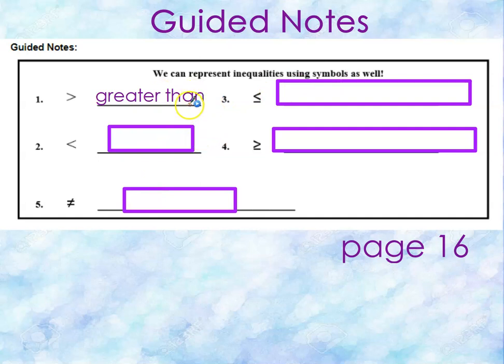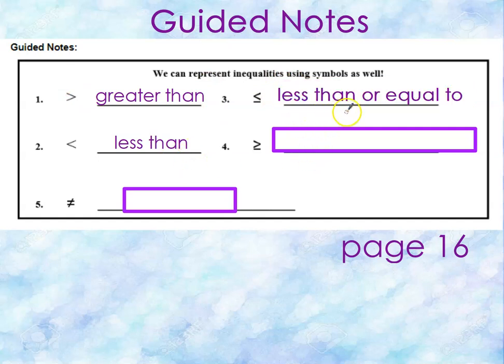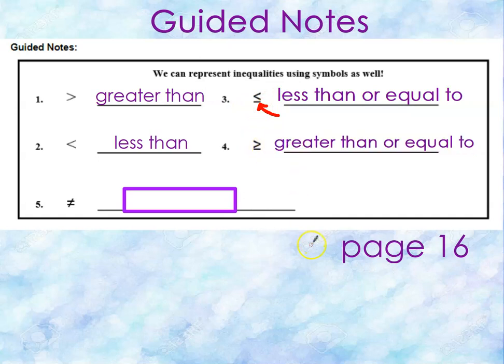We have greater than, this is the greater than symbol, less than, we have less than or equal to. I think this is what's new. This line underneath means equal to. It's like half of an equal sign. So we have less than or equal to, and this symbol is greater than or equal to. It has a greater than sign and then half of an equal sign.